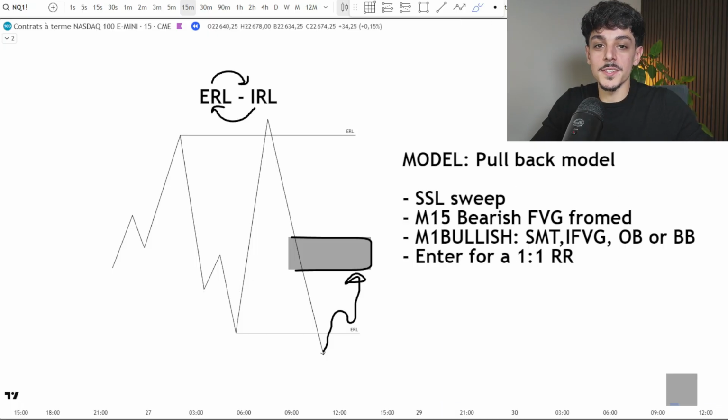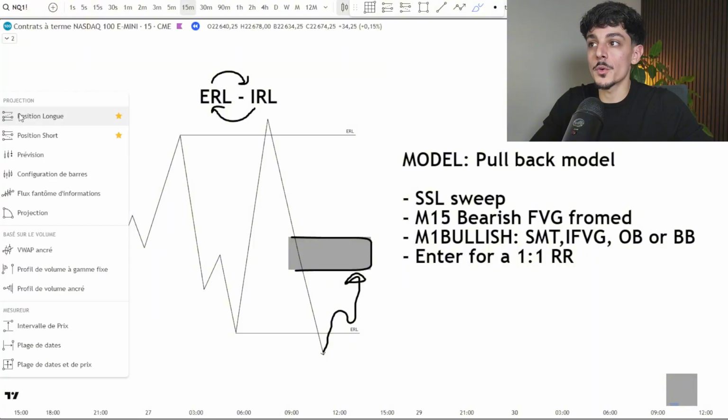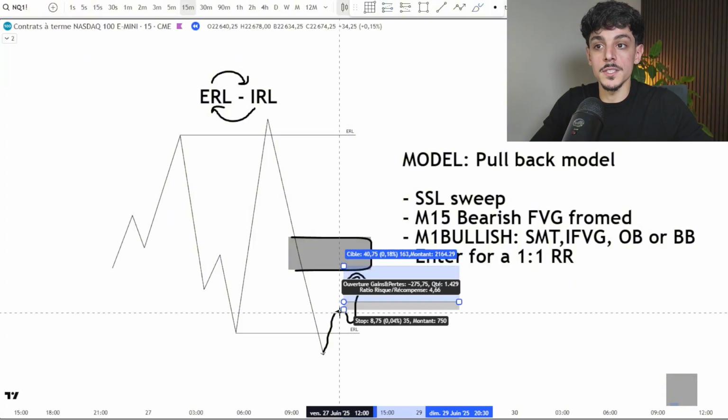Your entry model for this strategy will be either SMT divergence with ES, an inversion fair value gap, an order block, or a breaker block. Then as soon as you have that confirmation, you will want to enter with your stop loss below a swing low for a 1-to-1 risk to reward back towards the internal gap right here.